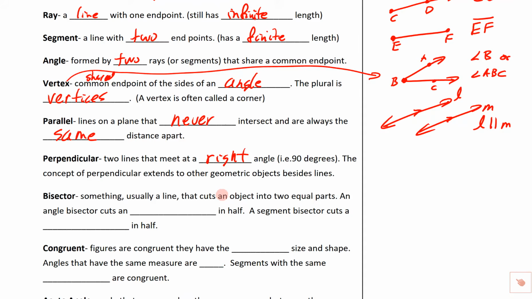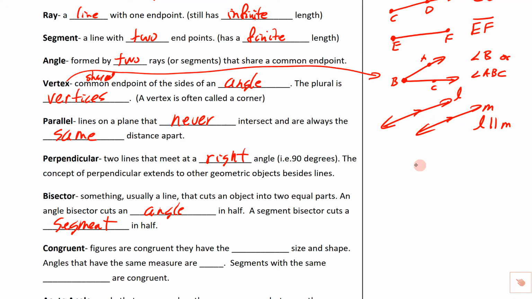Let's talk about a bisector. A bisector is something, usually a line, that cuts an object into two equal parts. Bi means two, so it's going to cut something into two equal parts. An angle bisector cuts an angle in half. Of course, that makes sense. And a segment bisector cuts a segment in half. So let me show you what the two of those would look like.